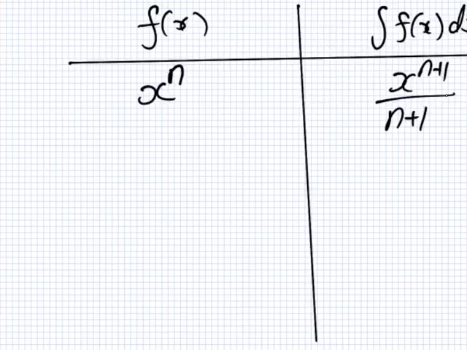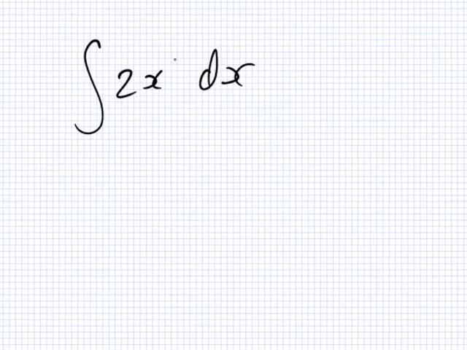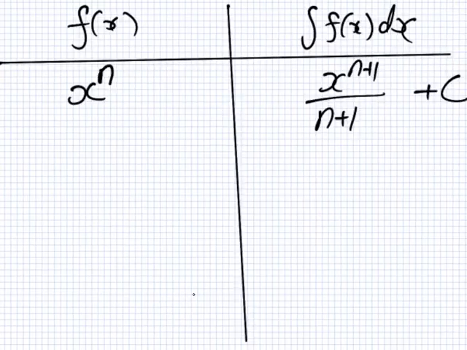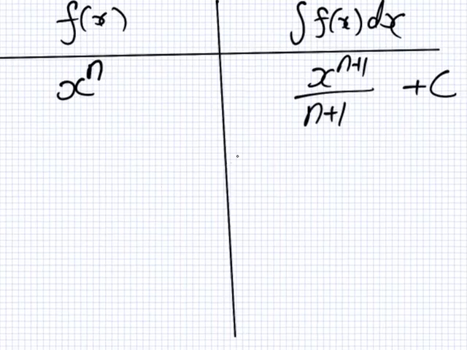Let's just test it out quickly with 2x. So what's the power here if it's 2x? It's like power 1. So if you increase the power by 1 and divide by the new power, you get the x squared we were saying earlier, plus the c. Okay, so that's x^n.